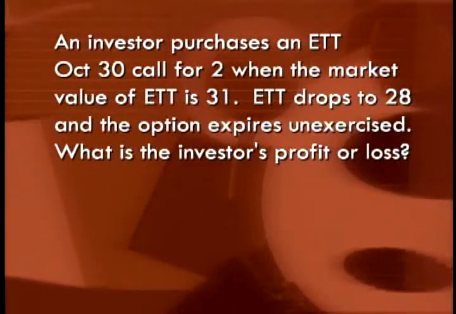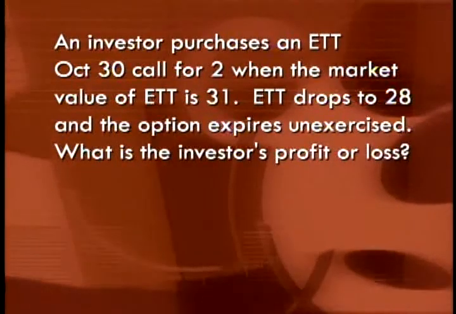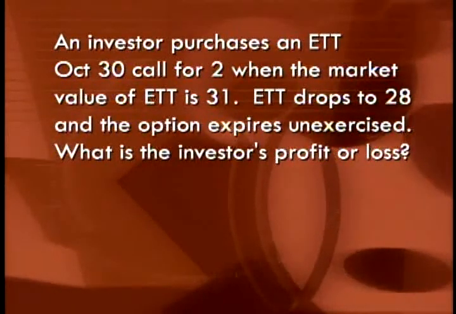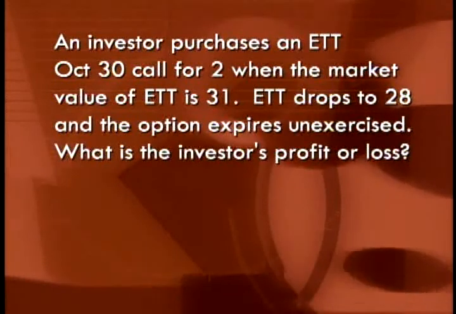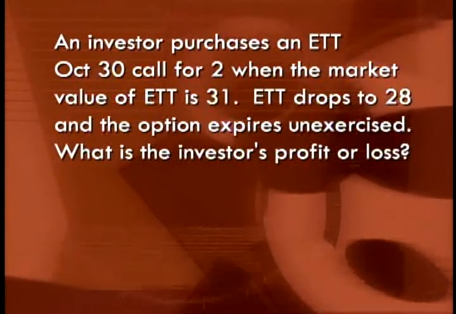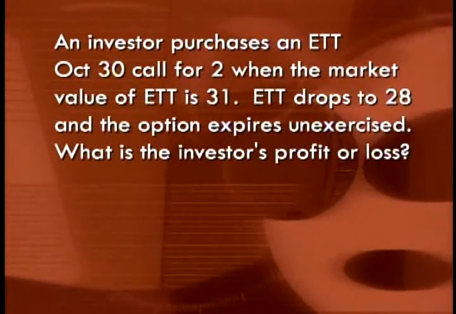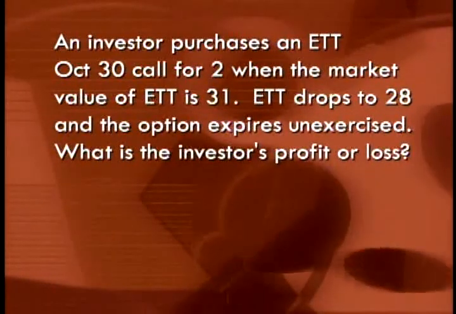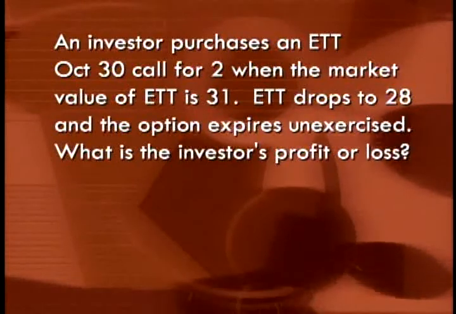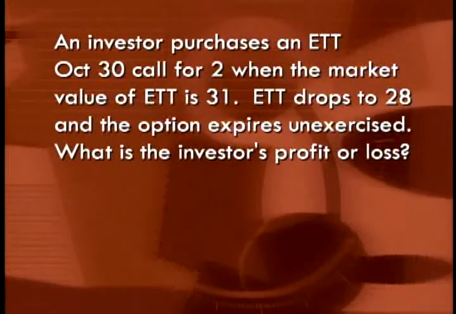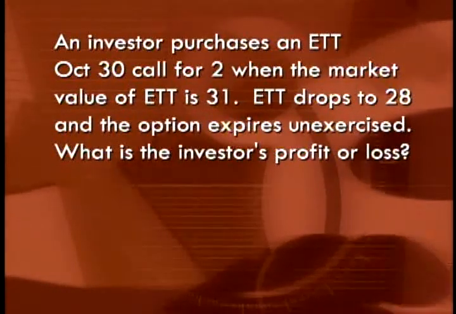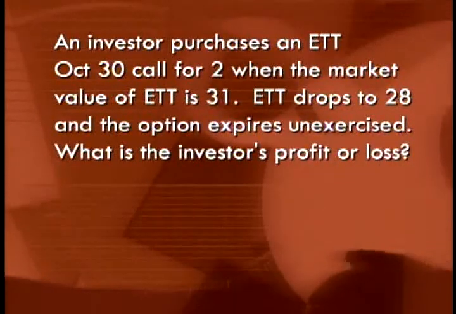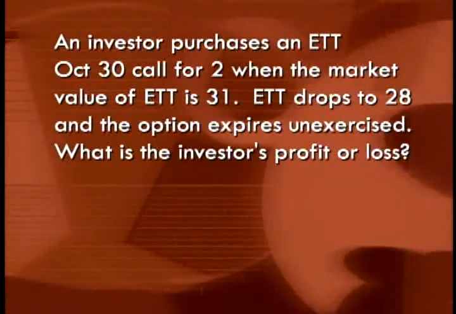First, we're going to look at the options expiring. Now, if we look at this problem, you're purchasing a 30 call for 2. And remember, that's $200. The market value of the stock is 31 at the time. The stock drops to 28, and the option expires unexercised. So what's the investor's gain or loss? Now, the key words here are, what is the profit or loss on the transaction? That's the tip-off, when we see those words, profit or loss. Then we should use the T-chart to solve that problem.